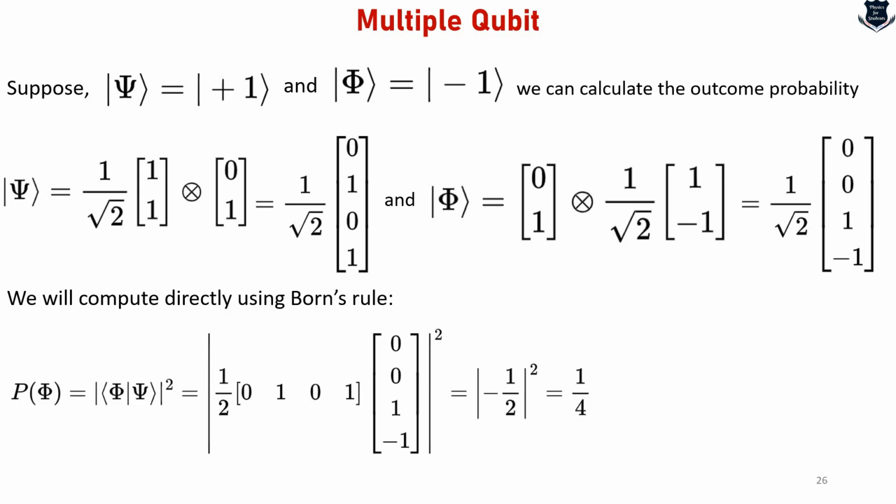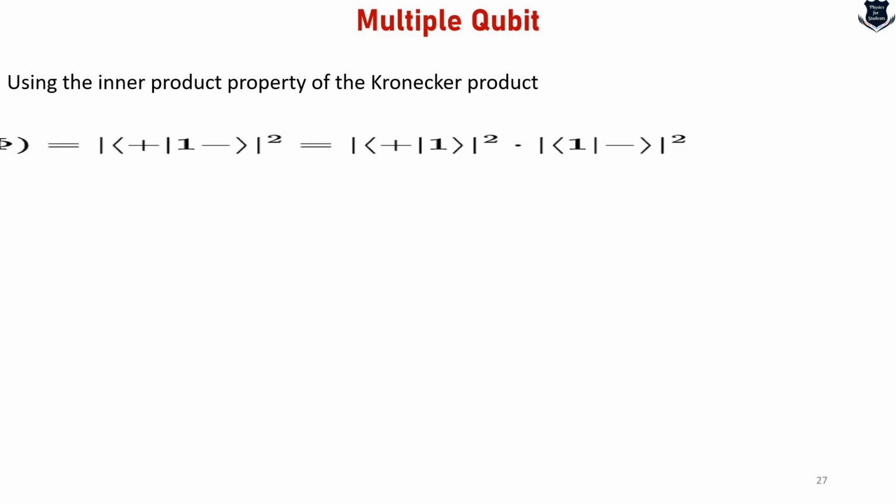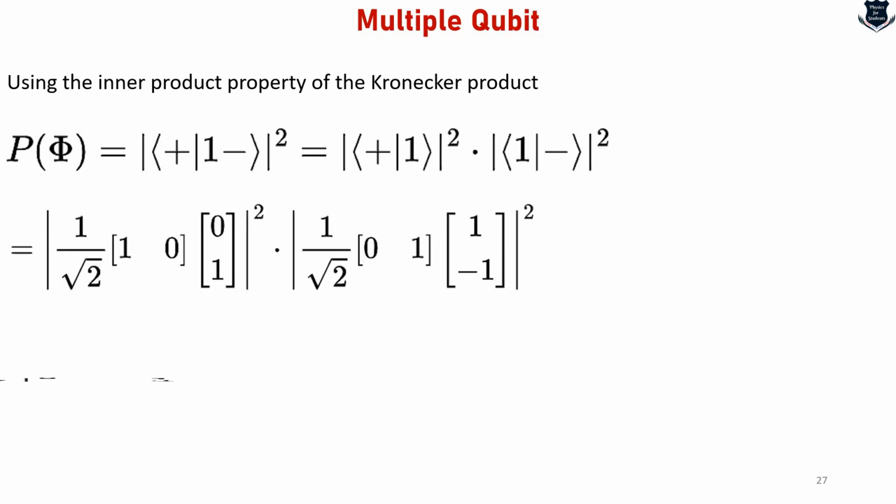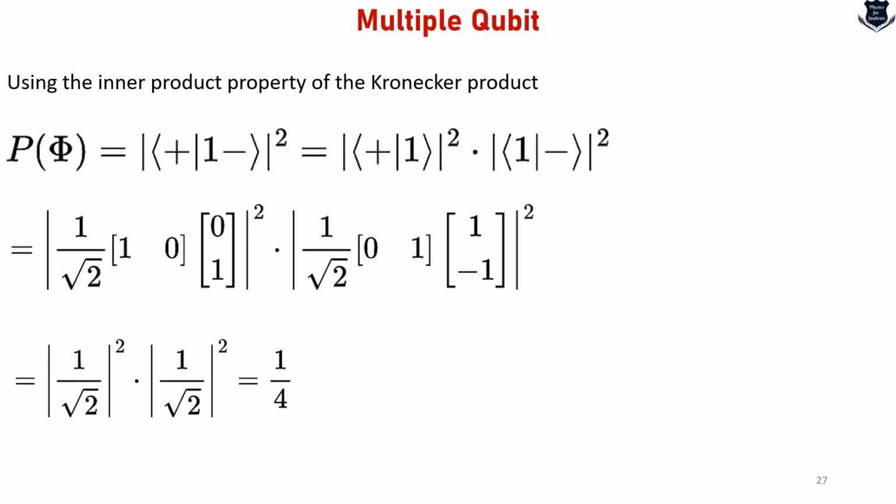Now from here I am going to take the inner product using the Kronecker product. In the next page I am going to use the inner product property, and by squaring using Born's rule we already got this, and the final result is again 1/4. Again, what would 1/4 mean in terms of physical interpretation? That is a different issue, but this is how we mathematically and theoretically derive it.